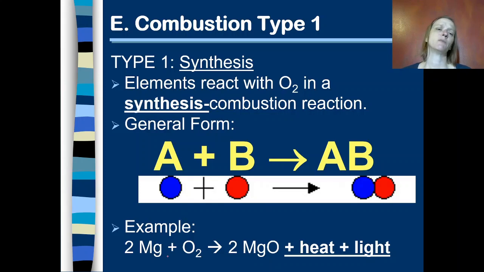An example of this would be burning magnesium ribbon. Burning solid magnesium burns with a very bright white light to produce magnesium oxide. We don't normally write down the heat and light, but if it's included, it's because somebody wants to draw your attention to the fact that this is a combustion reaction, not just something like rusting that just happens with oxygen.